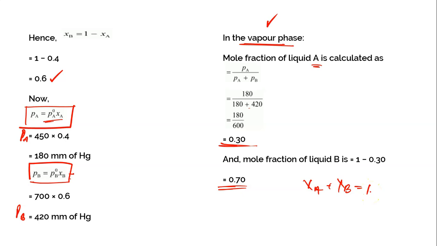And now if you're confused about from where did we get these 180 and 420 values, here is where you have calculated. It's already known to you. It's already given now, correct? So this is how you solve the question.